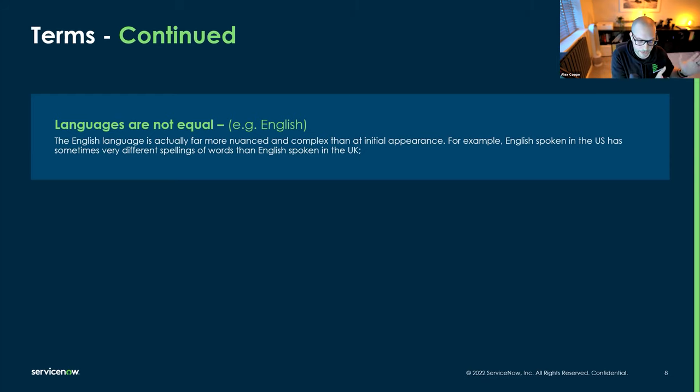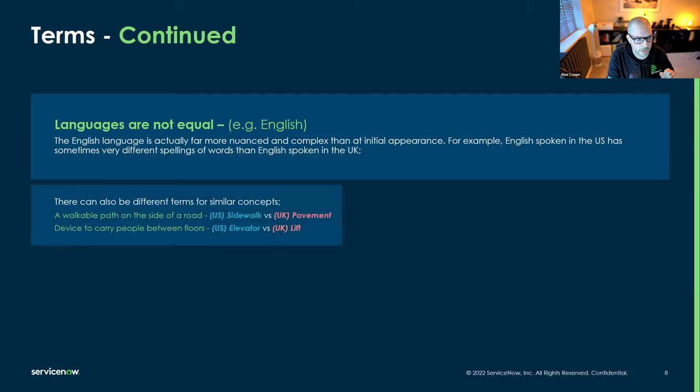And if we take American English, we're going to go through certain things. So if we look at the next part, we could have scenarios where we have the same meaning from different words. So of course, everybody knows the sidewalk versus pavement and elevator and lift, sure.